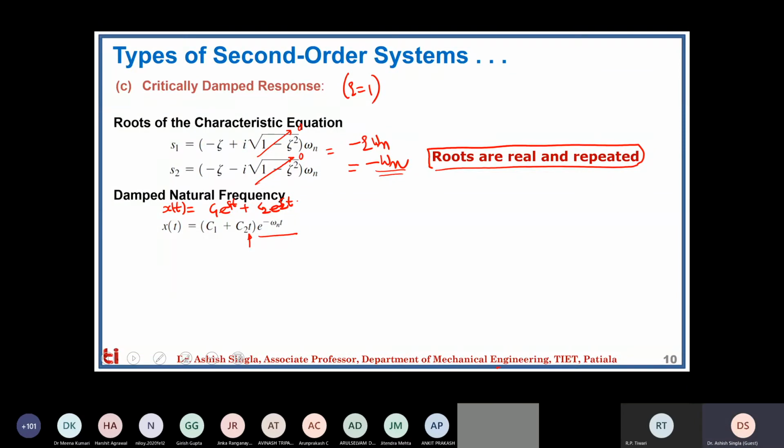Here we can see again that we are having an exponential term, but there is no transcendental function. There is no sine term, there is no cosine term. Which means the imaginary part of the root is no more there. So we are bound to get an oscillation-free response, because there is no sine term and no cosine term.